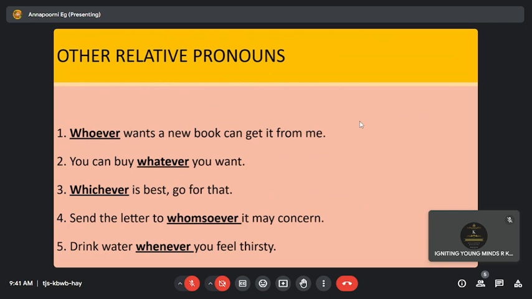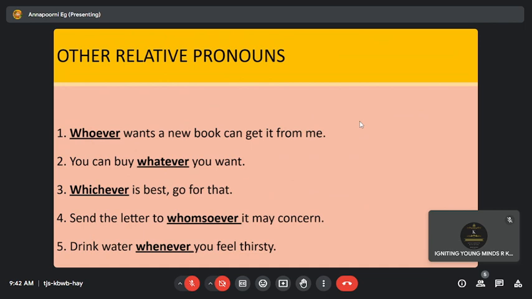Whoever wants a new book can get it from me. Anyone who wants a new book should take it from me. You can buy whatever you want. When you go to a shopping mall, if you ask your husband what to buy, and if your husband says whatever you want, you buy, it will be a very happy moment, right? Buy whatever you want.